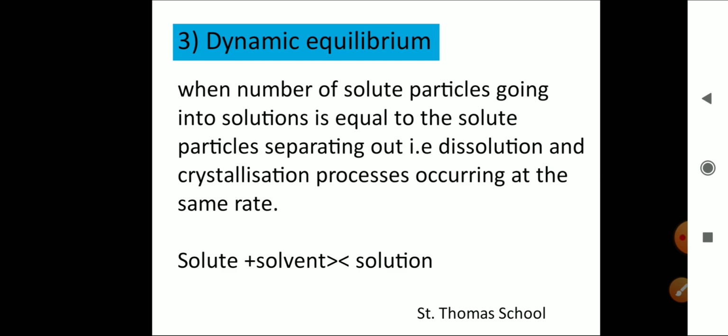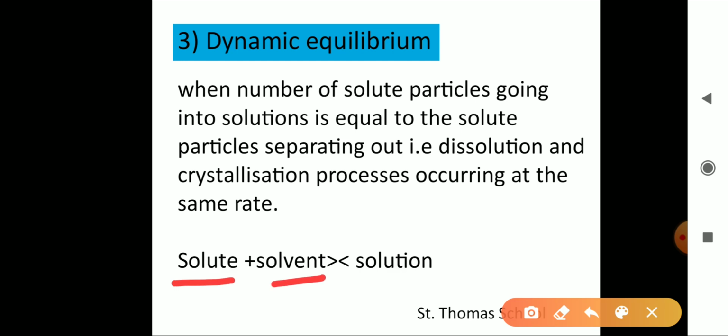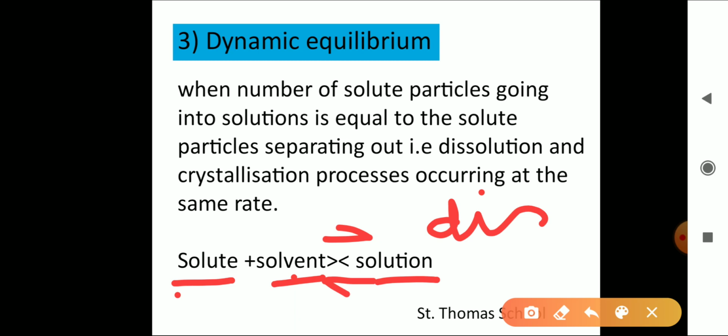Understood? So that is dissolution and crystallization process occurring at the same rate. Okay, so at the point of equilibrium, what we can say is that the rate of crystallization is equal to the rate of dissolution. Okay, means यहाँ पे सॉल्यूट जो है सॉल्वेंट के साथ डिसॉल्व हो रहा है और सॉल्यूशन फॉर्म हो रहा है, ये डिसोल्यूशन। और जो solution है, that is separating out solvent and solute, that process is called as a crystallization.